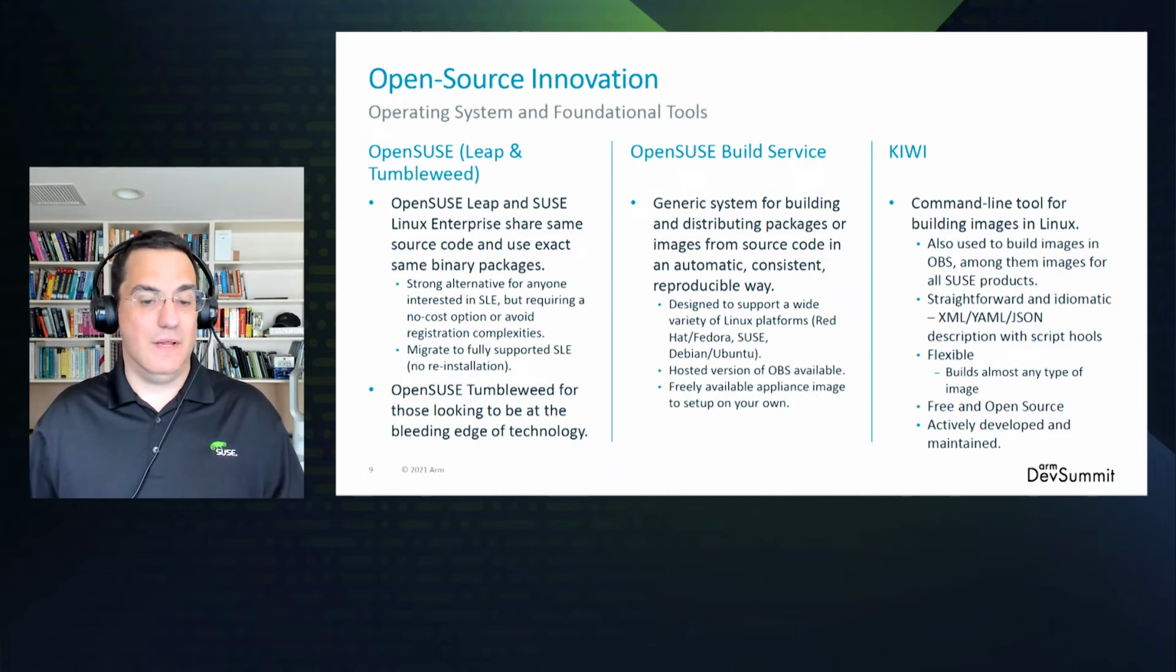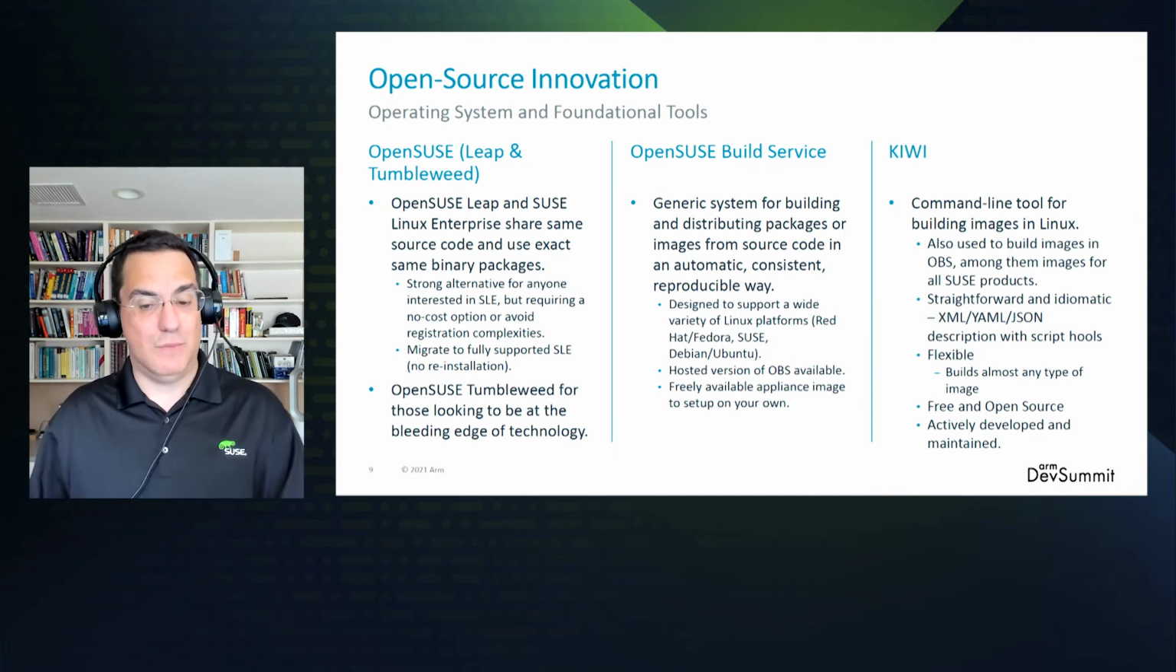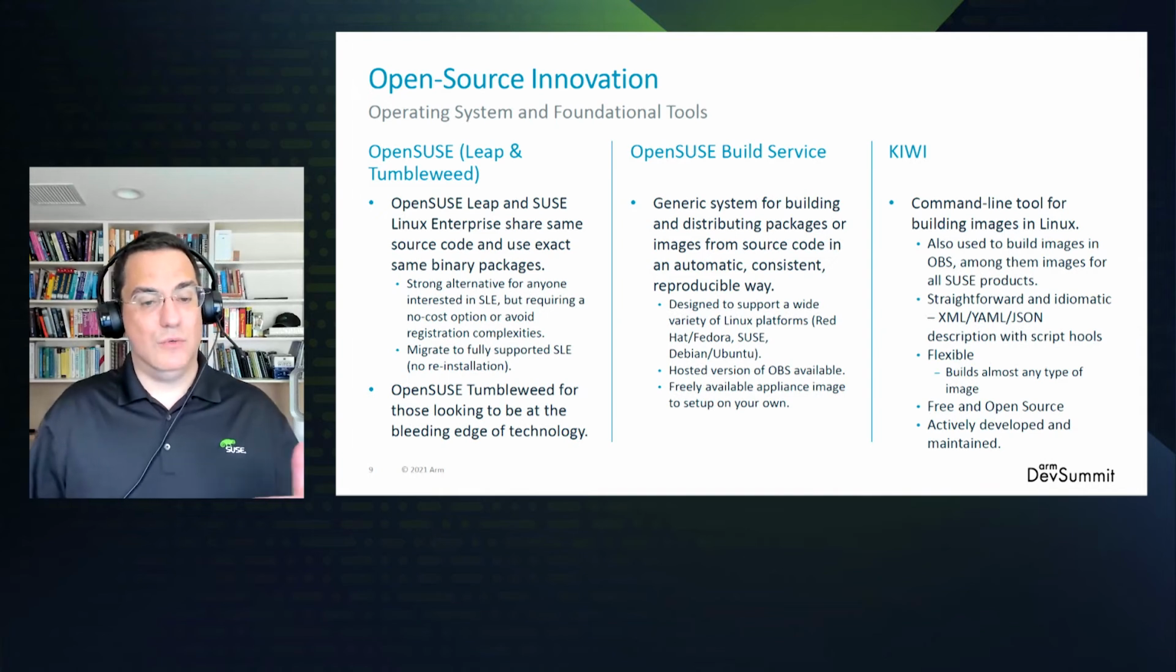Why is this important? Leap is a great distribution for those who are interested in taking SUSE Linux Enterprise Server for a spin, but would like a no-cost option or avoid product registration complexities while they're in early development. With Leap, you can also migrate to a fully supported version of SUSE Linux Enterprise Server if support is needed, with no reinstallation. The second tool that I want to talk about is the openSUSE Build Service, or OBS.